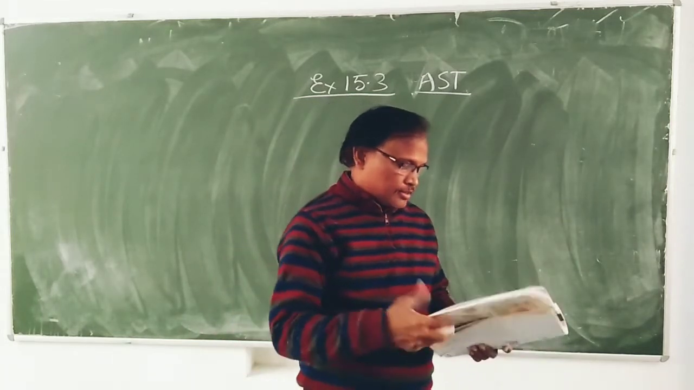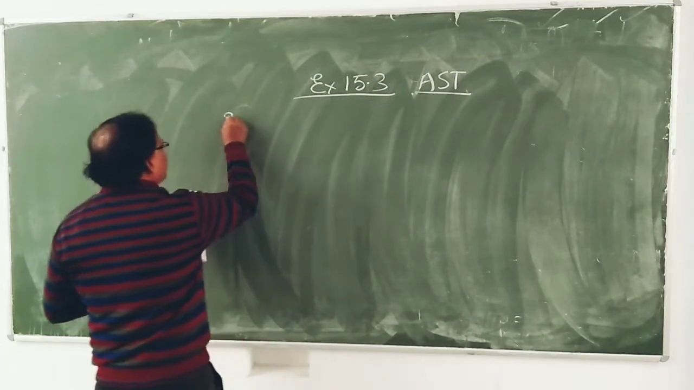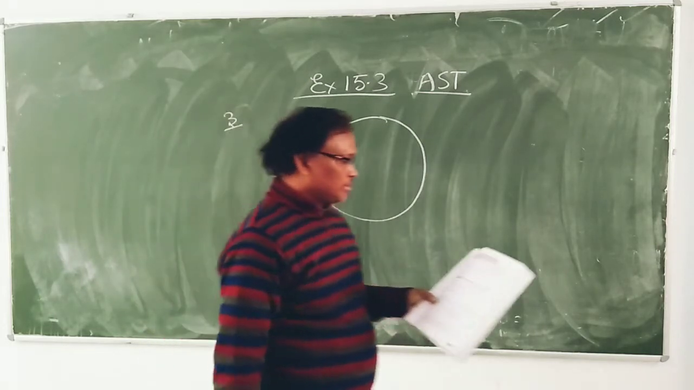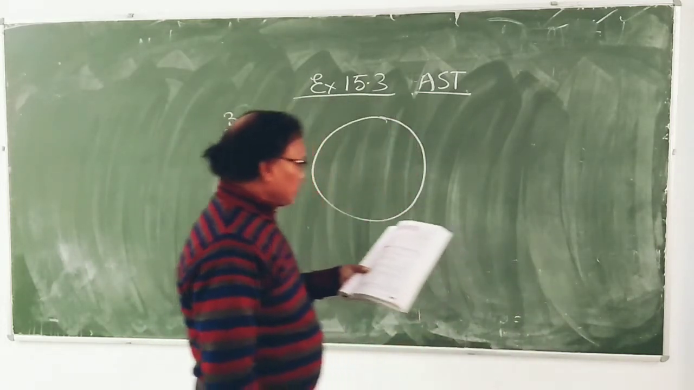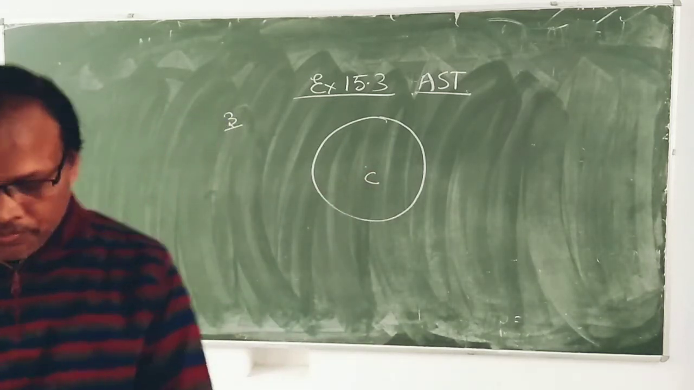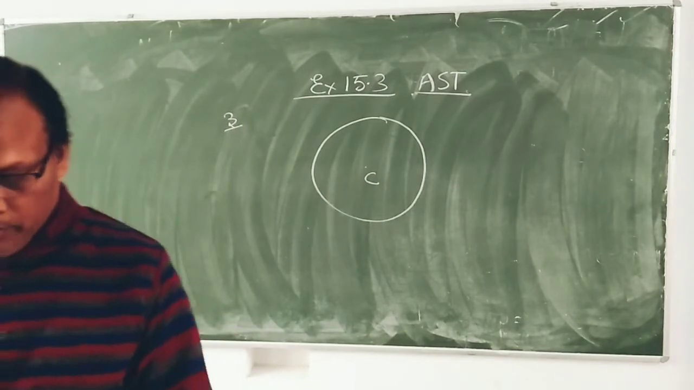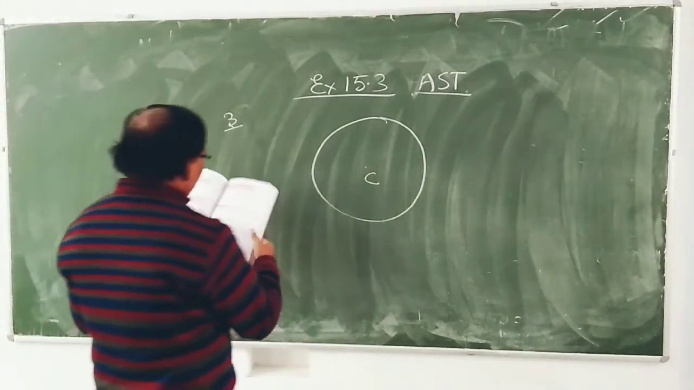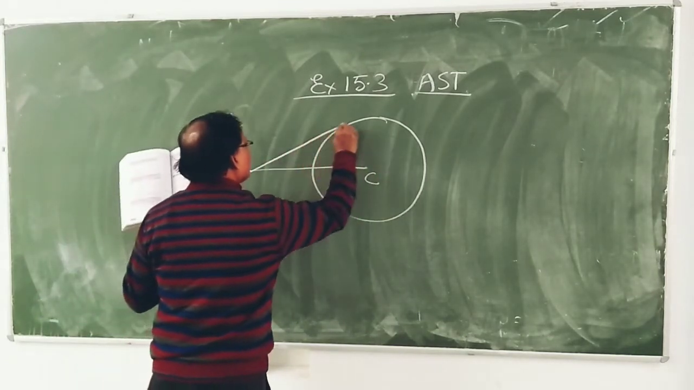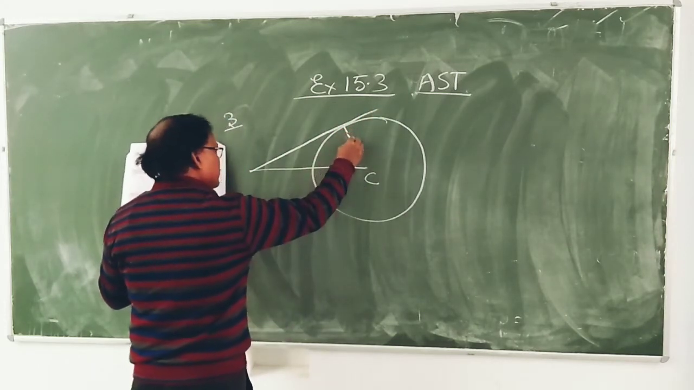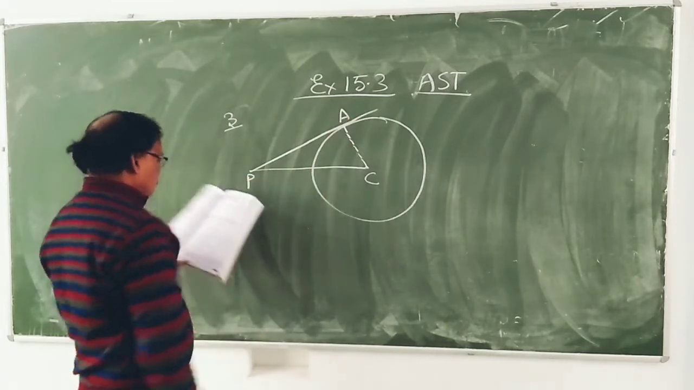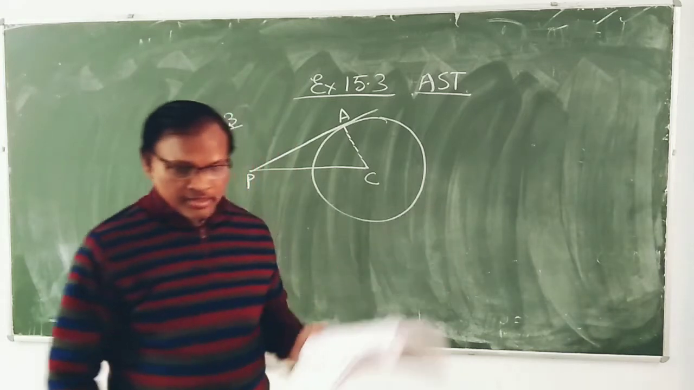In this, I first start with a very easy question, that is question number 3. The book is by M.L. Agarwal. In this, C is the center. This is the tangent. Join this point, A to C, and P is a point outside the circle. The radius is.